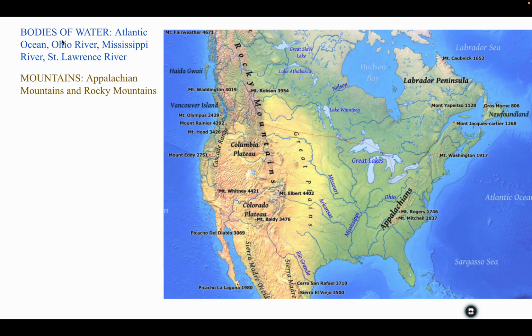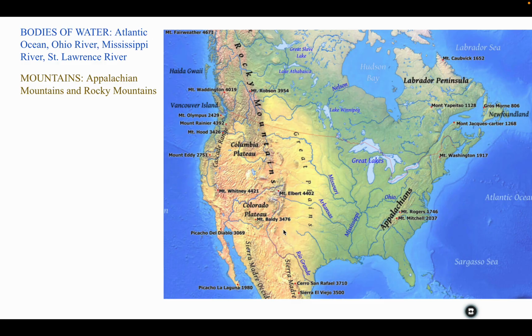You need to know some bodies of water and mountains. So the Atlantic Ocean, here's the Mississippi River, goes all the way up almost to Canada. And then off of the Mississippi is the Ohio River. Runs all the way through here up into New York State. Then you also have the St. Lawrence River, which runs there.